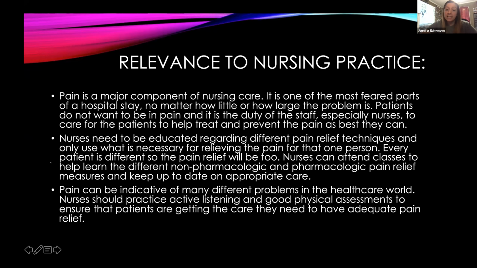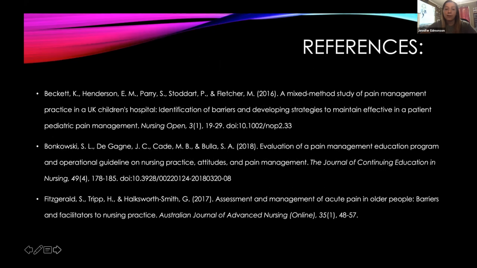Pain can also be indicative of many different problems in the healthcare world, and nurses should practice active listening and good physical assessments to ensure that patients are getting the care that they need to have adequate pain relief. And then here are my references.